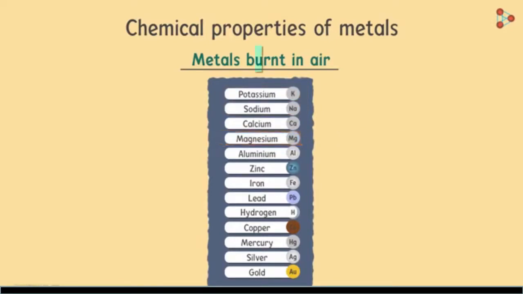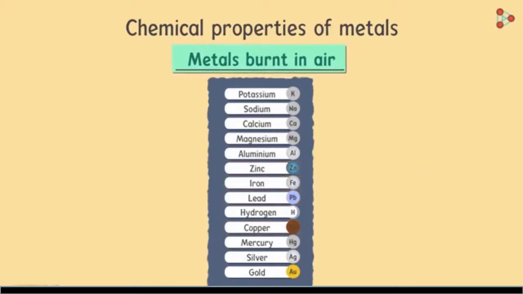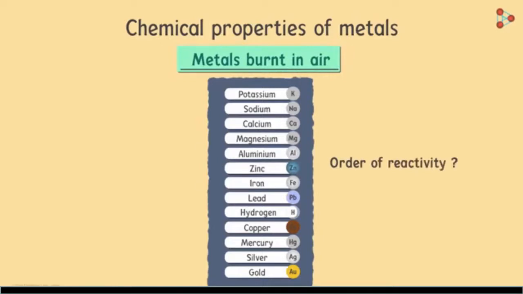But wait, burning in oxygen doesn't really help us to decide about the reactivity of zinc, iron, lead or copper. All we know about these four is that they form a thin layer of oxide around the metals. So just this category of burning metals in air isn't enough for us to judge the order of reactivity of these metals. We can see a few more reactions to judge the order of reactivity.